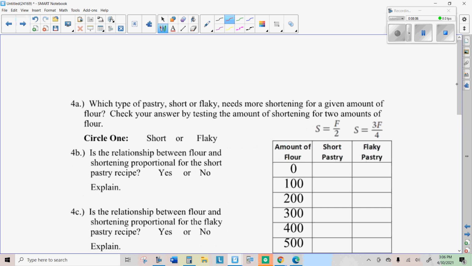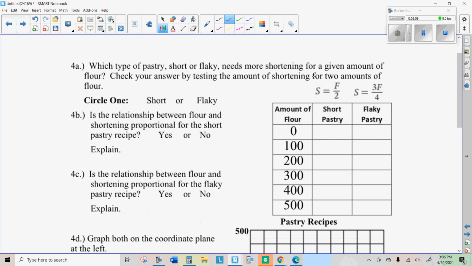Which type of pastry, short or flaky, needs more shortening for the given amount of flour? Check your answer by testing the amount of shortening for 2 amounts of flour. Okay, so if you have 0, the short pastry would be 0 divided by 2, which is 0. The long would be 3 times the amount of flour, 3 times 0 divided by 4, which is also 0. Go ahead and fill that chart in for the rest of it and answer those questions.